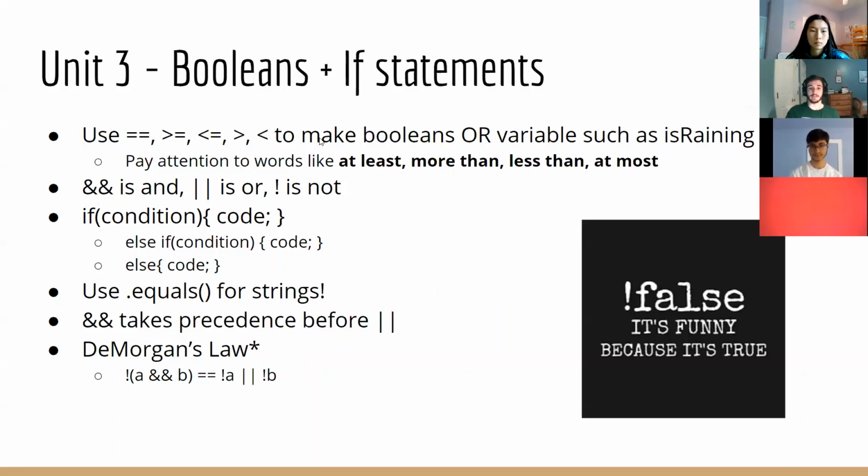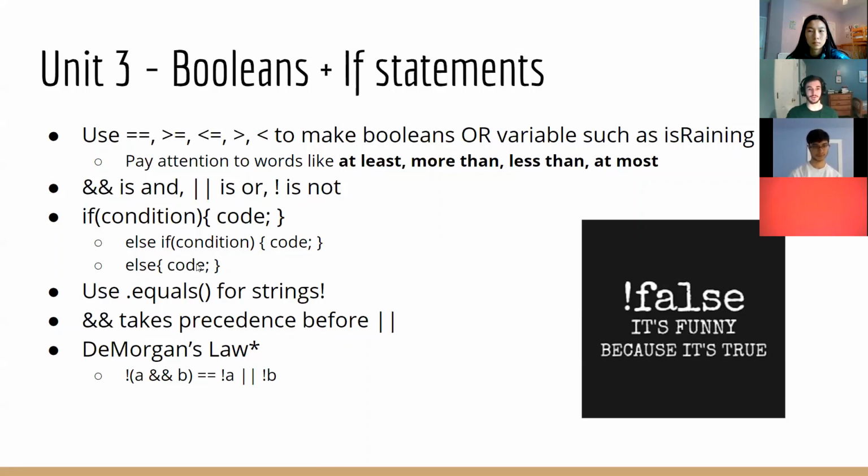So these are going to compare either true or false. You can also use them to compare the content of variables or the output of methods. Keywords to know that you're going to be expected to use are comparison words: at least, so greater than or equal to, more than, greater than, less than, or at most. When you're doing logical ands or ors, remember that it's two ampersands for a logical and, two pipes for a logical or. Not is a bang or exclamation point.